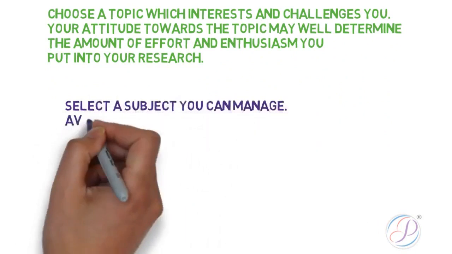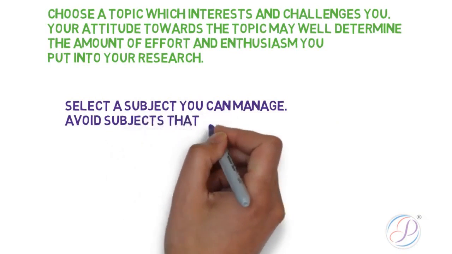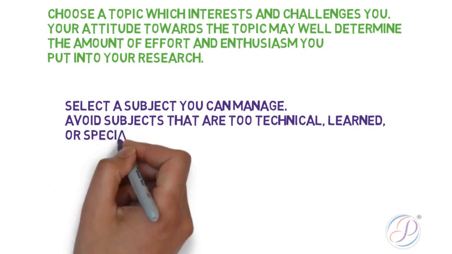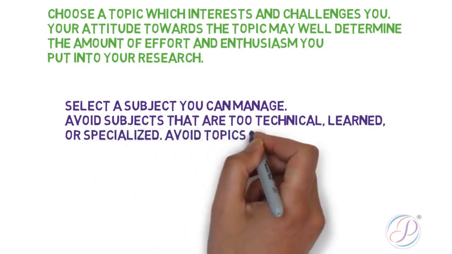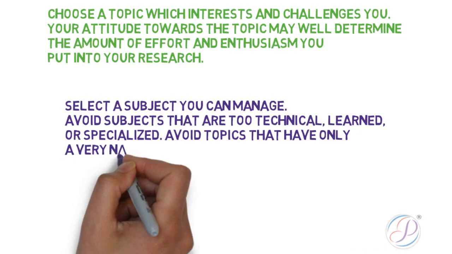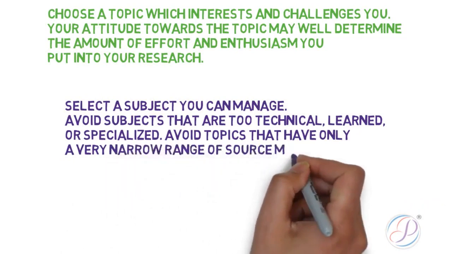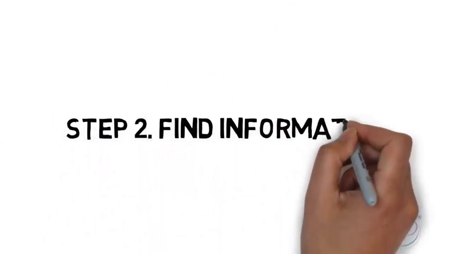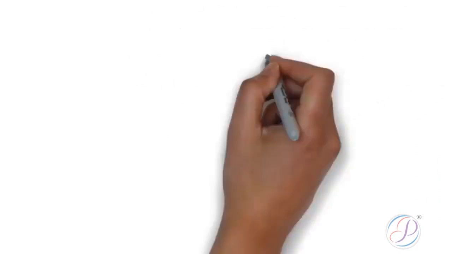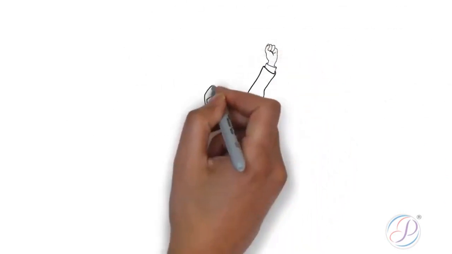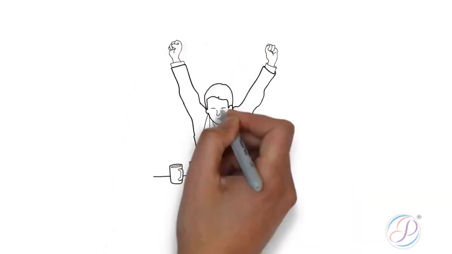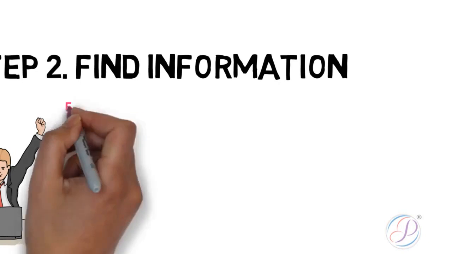Select a subject you can manage properly and avoid subjects that are too technical and need special tools and techniques for completing the research. Avoid topics that have only a very narrow range of resource materials, because for writing a research paper you will have to rely mostly on secondary sources of information. So you should select topics that have a good amount of research and content.